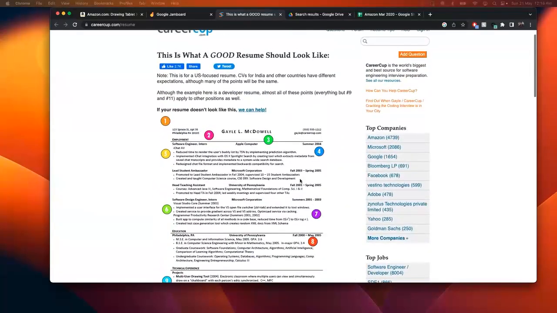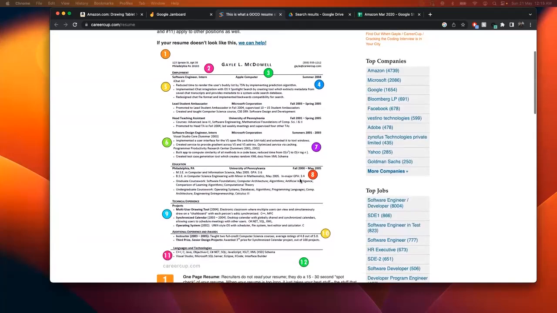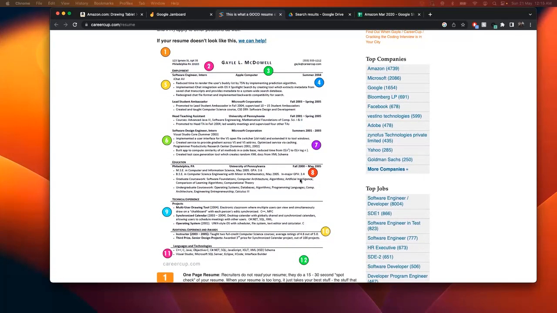And I have seen this becomes a very common and general thing when you build the resume.